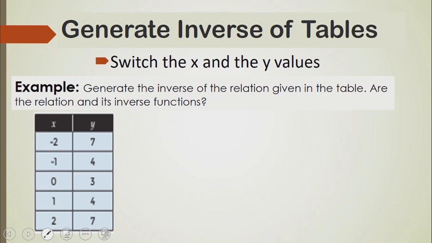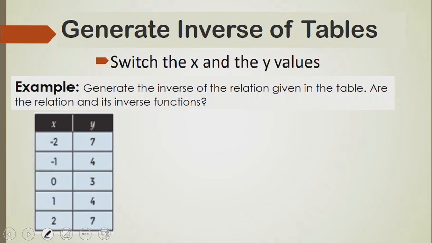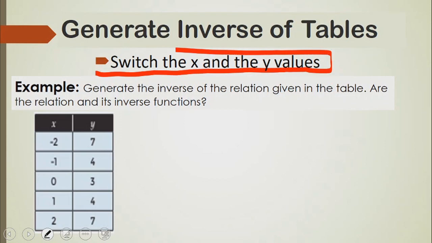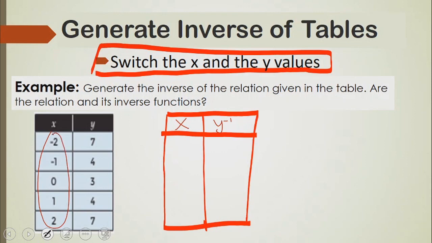So how do we generate the inverse in a table? When you are given a table of a relation or a function, all you need to do is just switch the x and the y. You just switch the x and the y and you are done. So you draw another table. All the values of the x, now you put them on the new y. So this will be negative 2, negative 1, 0, 1, 2.